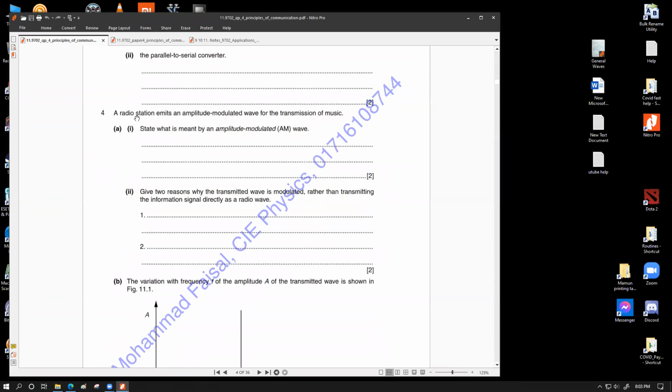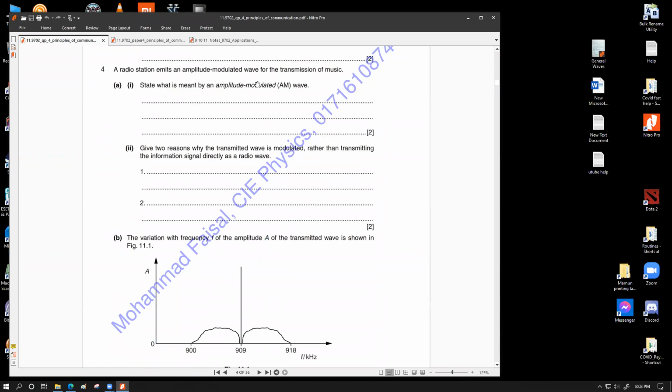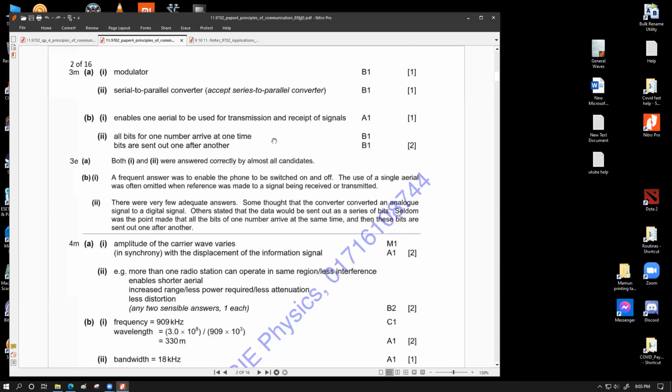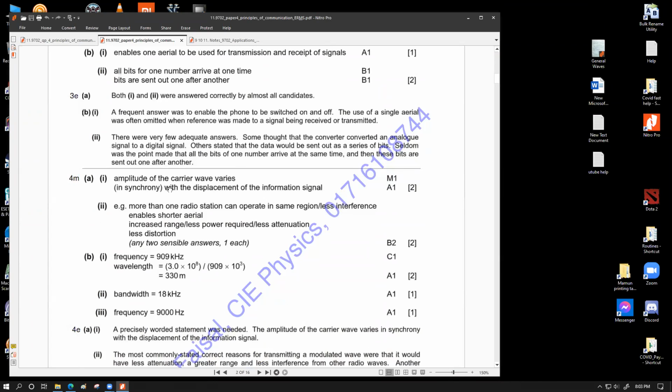Question number 4 says a radio station emits an amplitude modulated wave for the transmission of music. State what is meant by an amplitude modulated wave. Definition. Let's have a look. Amplitude of the carrier wave varies in synchrony with the displacement of the information signal.